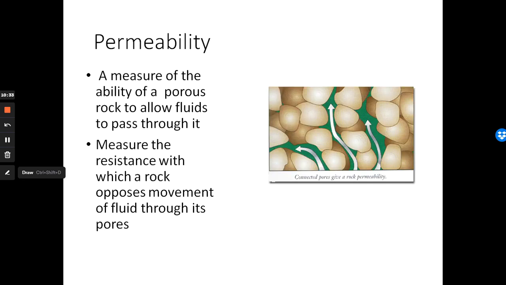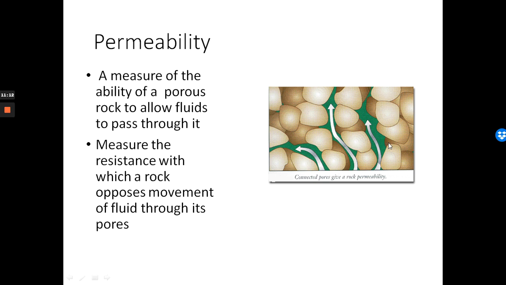Okay, so that is porosity. It is a measure of the volume of open pores you have in the rock, divided by the total volume of rock. So you get a percentage. The second property we are looking at now is permeability. So what is permeability? It is defined as a measure of the ability of a porous rock to allow fluids to pass through it. It measures the resistance with which a rock opposes movement of fluid through its pores.